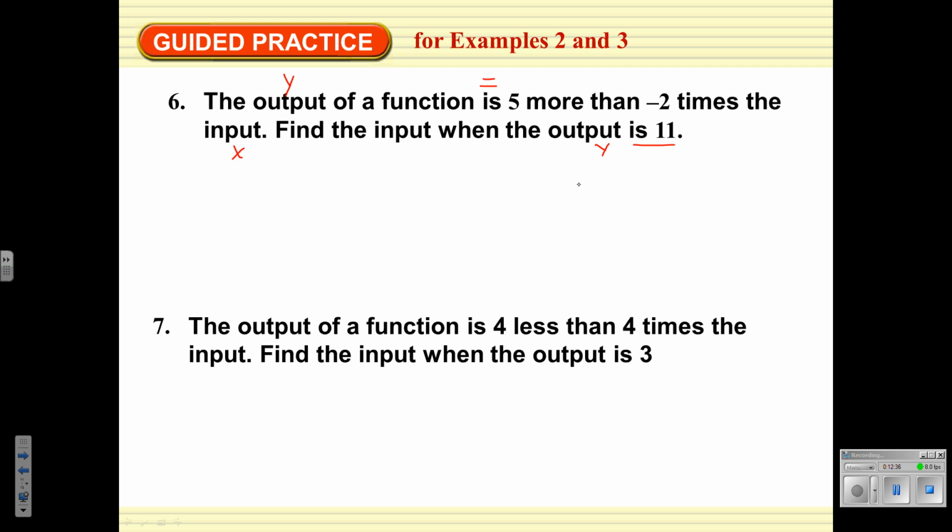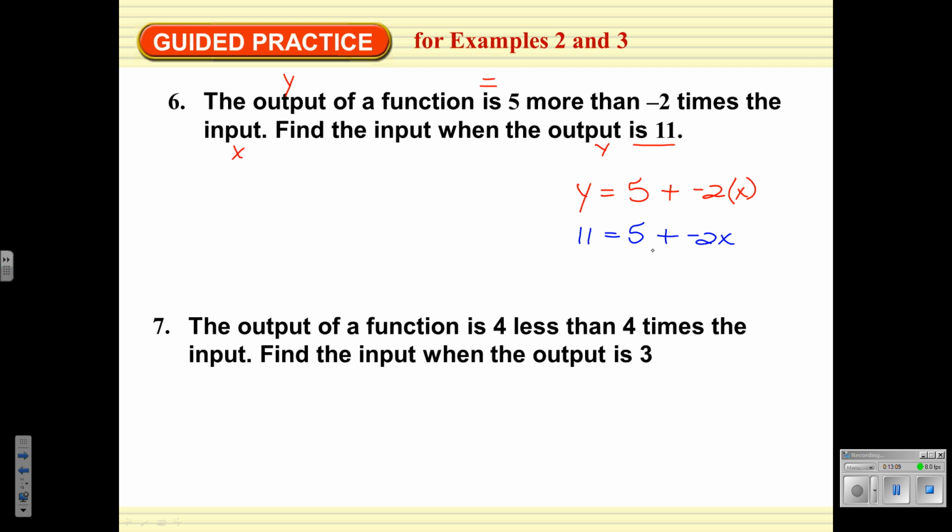So down here we're going to have y equals, y is 5 more than, so 5 plus, negative 2 times the input, which is x. Now we don't need the parentheses. I just wasn't sure what we were going to be multiplying it by, so I just put the parentheses to be safe, but it does represent multiplication, but you don't have to have them. There's your function. So now substitute in 11 for y and solve. So solve for x.